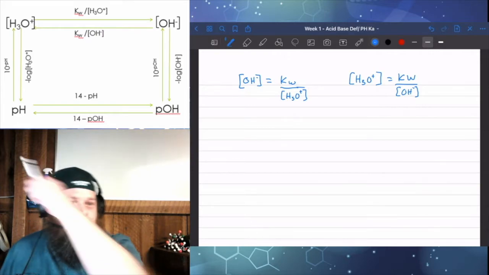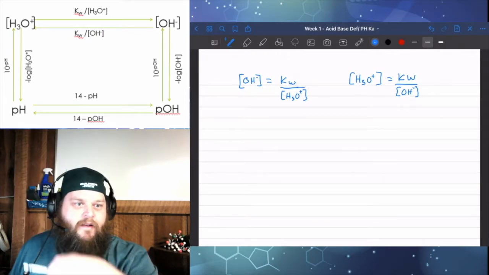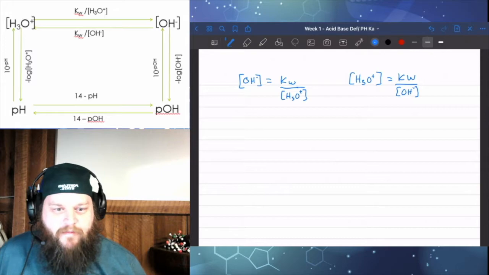Similarly, we can go from the concentration of H3O+ down to pH, the bottom of my screen.